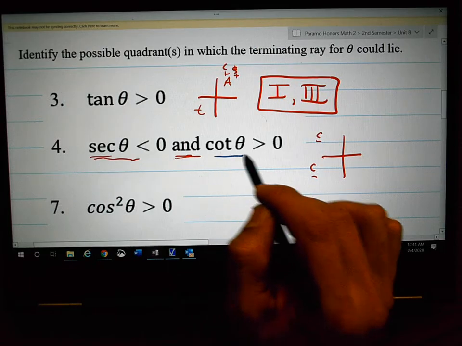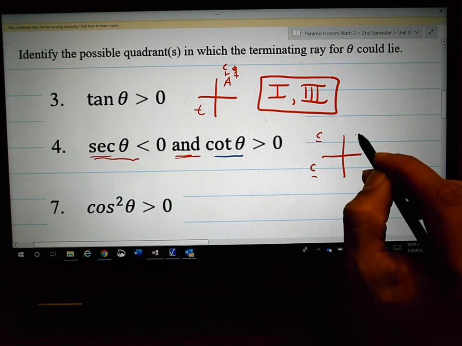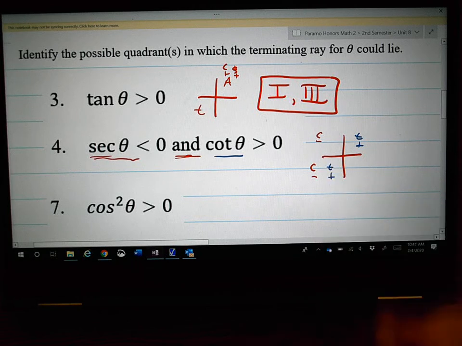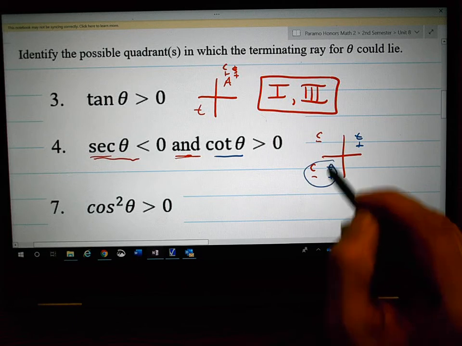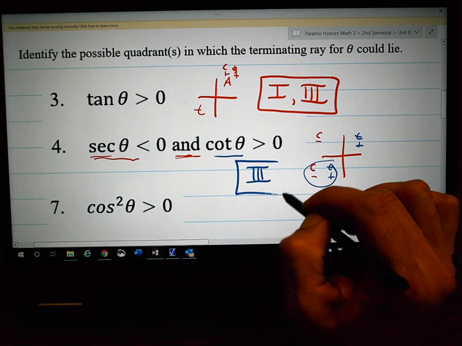The cotangent is greater than 0. Where is the cotangent positive? It's the same place where tangent is positive. Tangent is positive here, and tangent is positive here. So what works for both? Where is it true for both? If you look, they're both true here in this quadrant, so your correct answer should be quadrant 3.